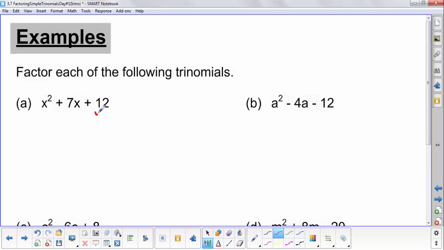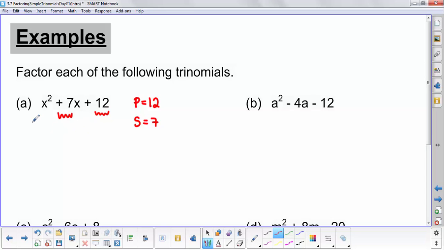So let's put that idea into practice. I'm looking for two numbers that multiply to 12. Sometimes people write out P for product. Two numbers that multiply to 12 and add to 7, the middle term's coefficient. Again, it's usually easier to think of the ways to multiply to 12 versus the infinite number of ways you can add to positive 7.